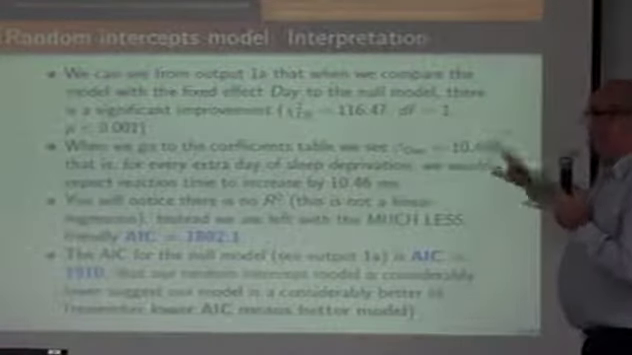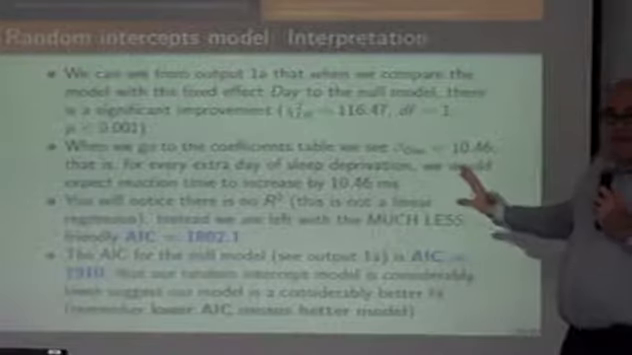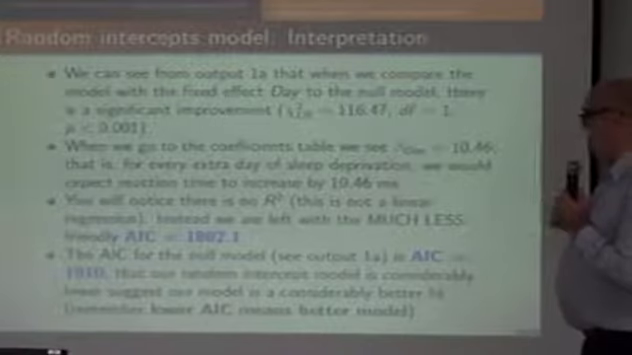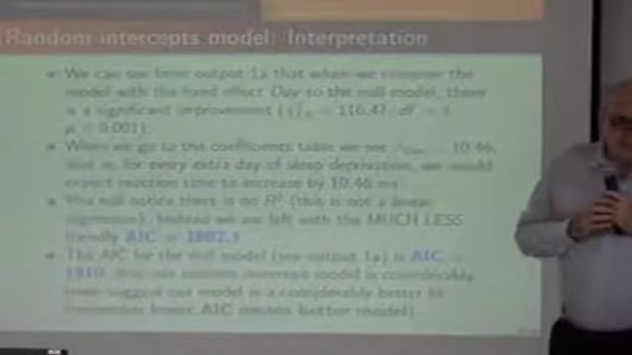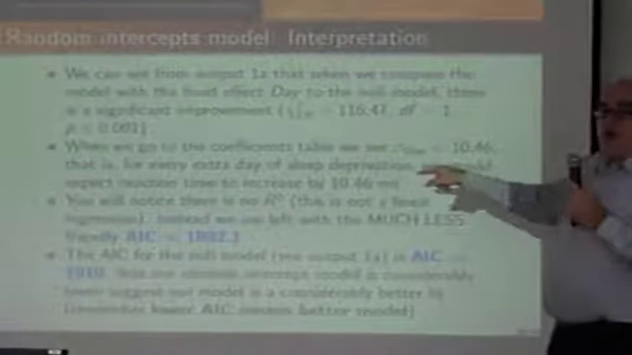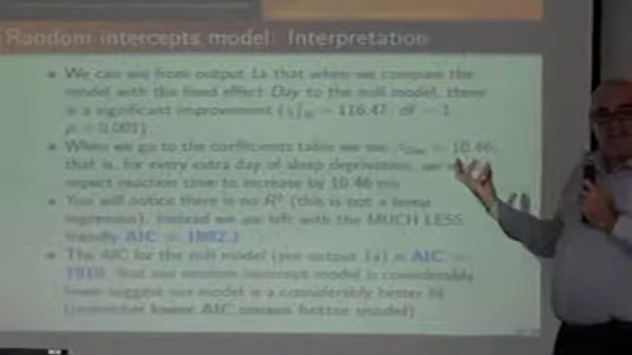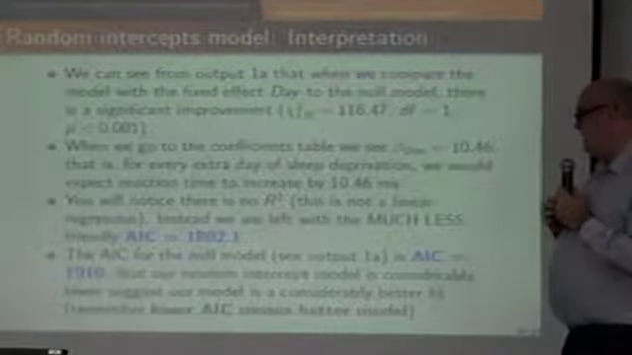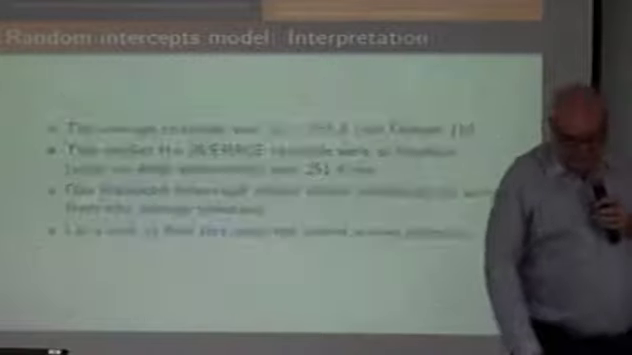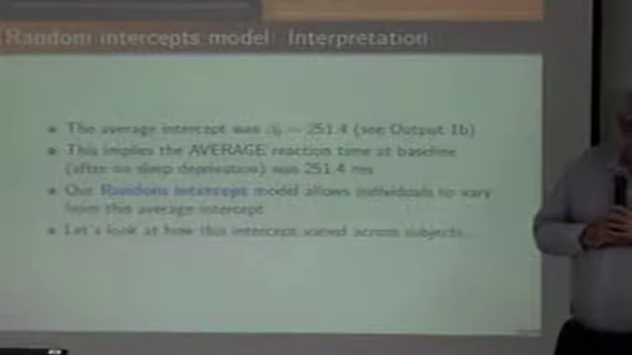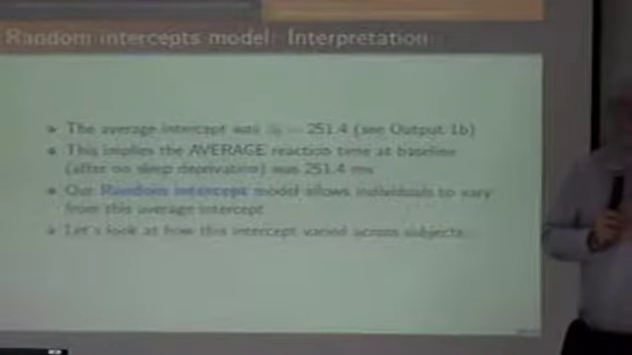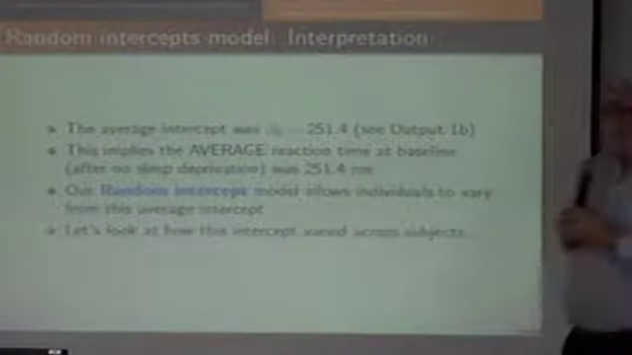So again, note that there's no R squared with linear mixed models. They just don't behave themselves in that way. So we have to use AIC. And it's less friendly. But we do note that the AIC is substantially lower for our random intercept model than it is for the null model. And just remember, a lower AIC is a better model. The average intercept was 251. So in other words, at baseline, on average, reaction time was 251 milliseconds.